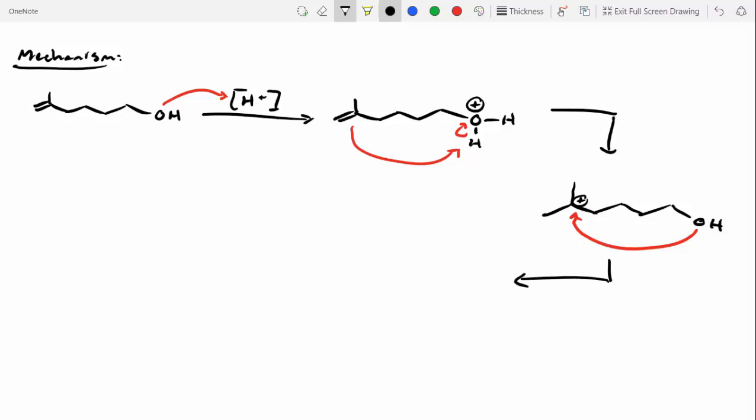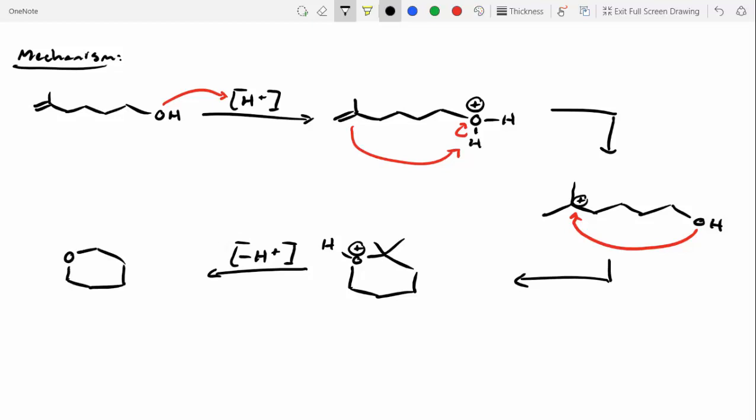All right, so we're almost there. What's the last step? Yeah, we just need another equivalent of our alcohol or some sort of base to deprotonate this. So I'll just write minus H plus. And we can form our cyclized product.